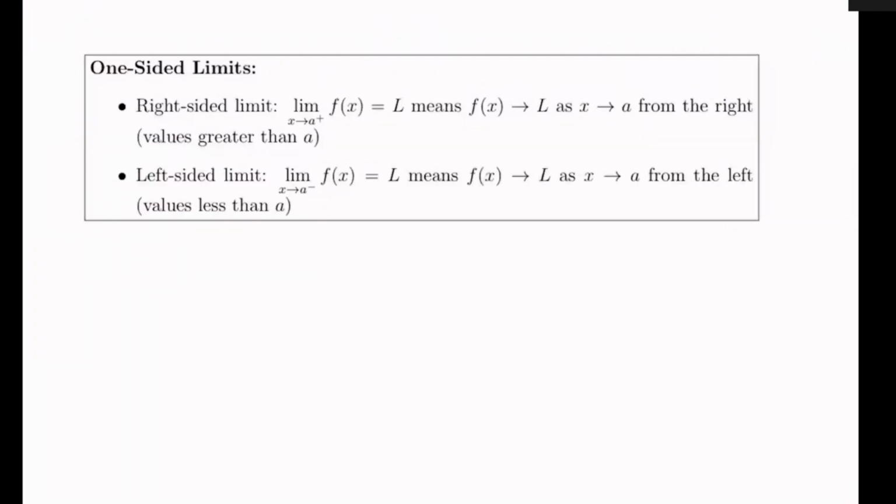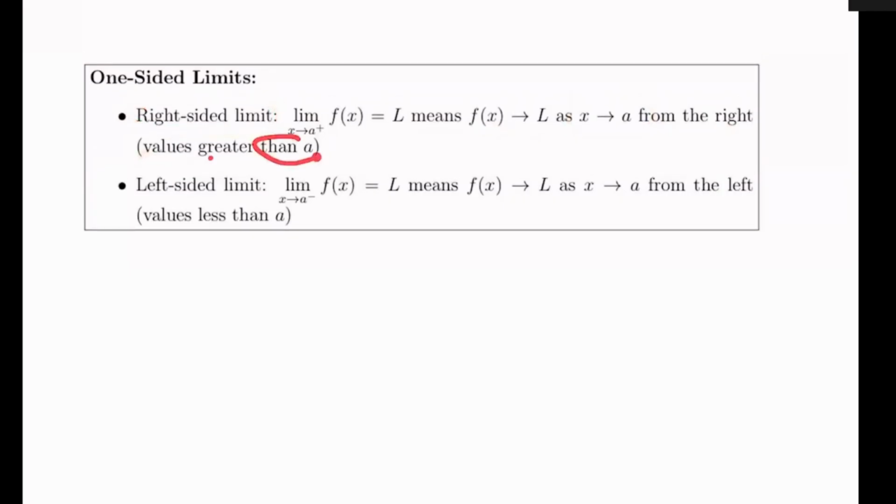Now, sometimes a function behaves differently when we approach from the left side versus the right side. This leads us to one-sided limits. The definition is the following. The limit of f of x as x approaches a from the right side, which we mark here with the plus, equals L, meaning f of x approaches L as x approaches a from the right. This is going to be our right side limit. So values are greater than a, right?